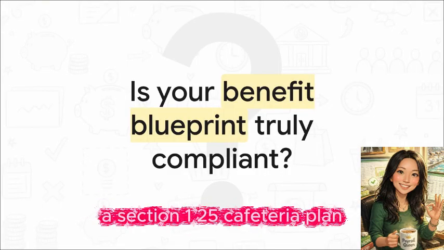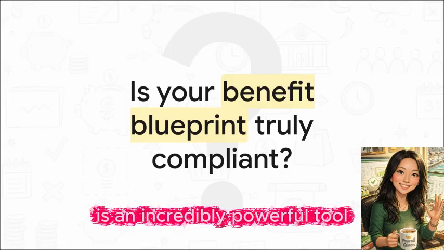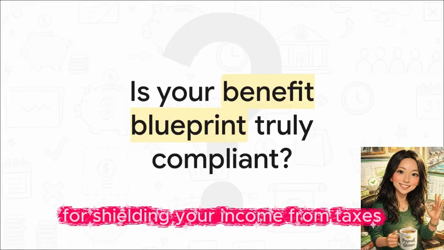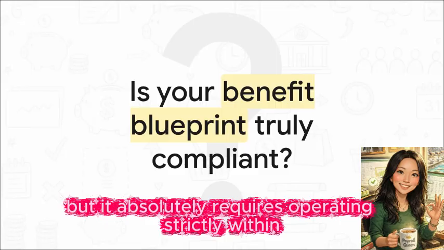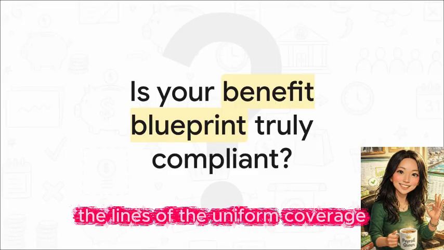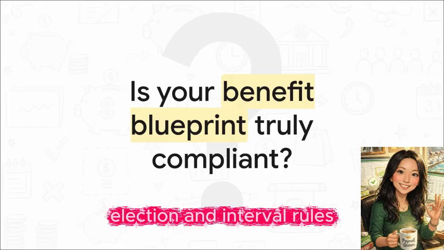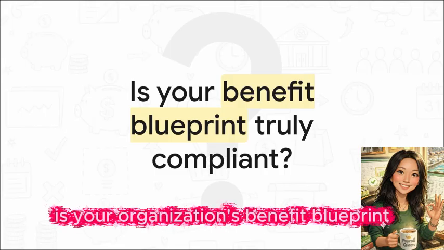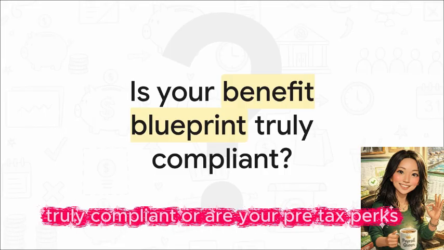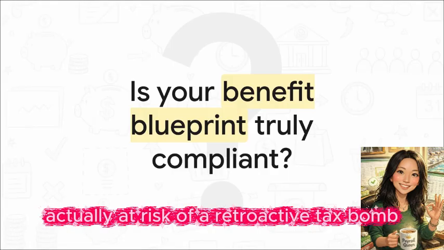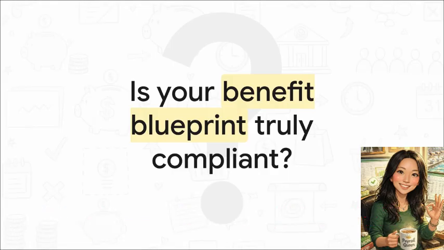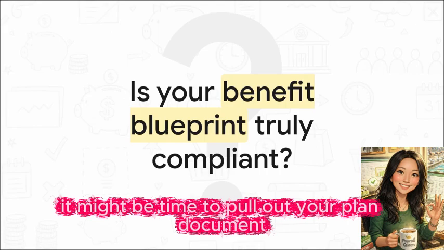So, we're going to leave you with this final thought. A Section 125 cafeteria plan is an incredibly powerful tool for shielding your income from taxes, but it absolutely requires operating strictly within the lines of the uniform coverage, election, and interval rules. So ask yourself, is your organization's benefit blueprint truly compliant, or are your pre-tax perks actually at risk of a retroactive tax bomb? It might be time to pull out your plan document and take a closer look.